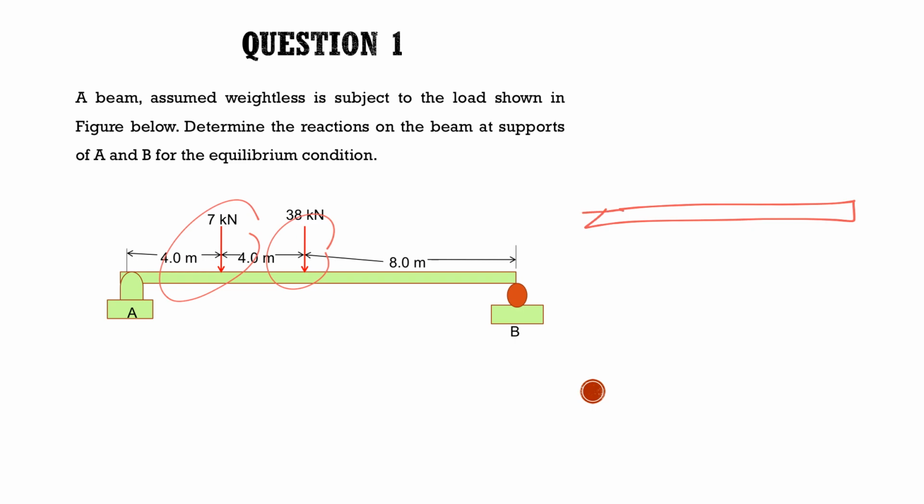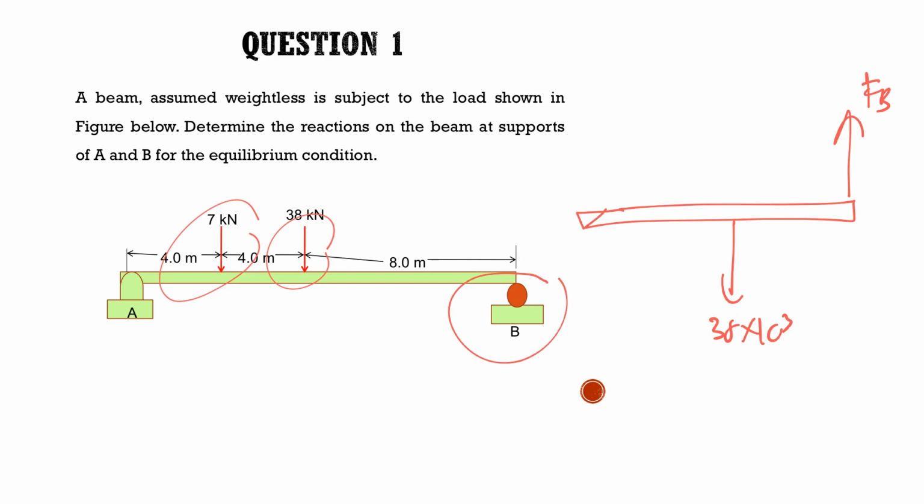So right now you have unknowns at B and A, and the question asks you to find the reaction force. If the question states reaction force, it means that you need to find the magnitude and direction. So where is the direction for the B applied to the beam? It's going to be upward. And then you have 38 kilonewtons, so make sure that your arrow always points upward.